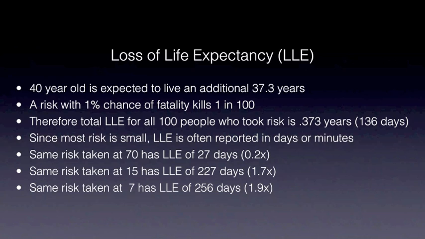Now keep in mind, this doesn't mean that if you take that risk you're going to die 0.37 years earlier. It simply means that when you divide this risk amongst all the people that take that risk, it puts a quantitative value on what that risk means. Putting this in perspective, in terms of how risky that behavior is, this LLE gives us an opportunity to measure risks against each other so we can minimize the risks that are avoidable. Now, most risk is very small, and so a lot of what you're going to see today is going to be reported in days or minutes.